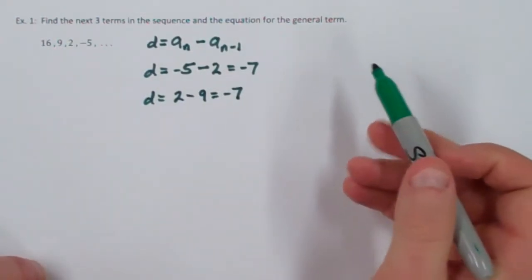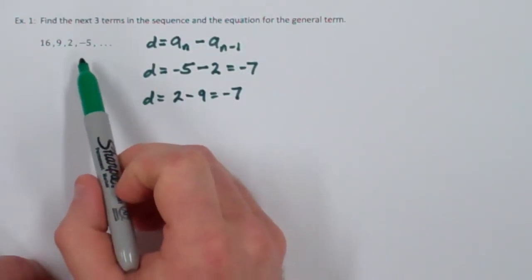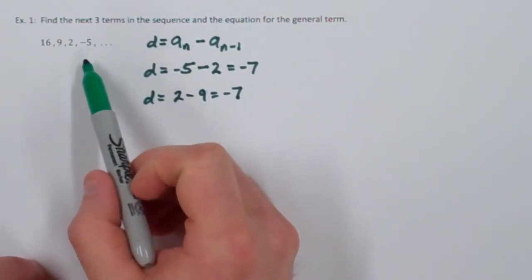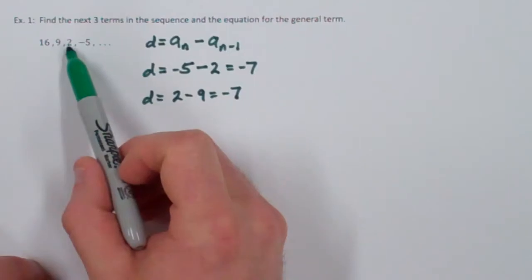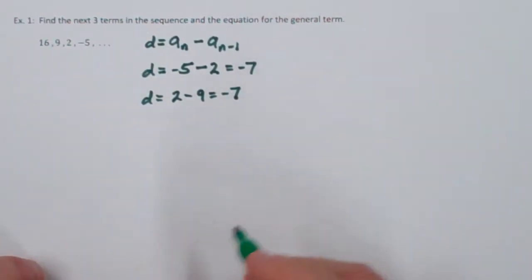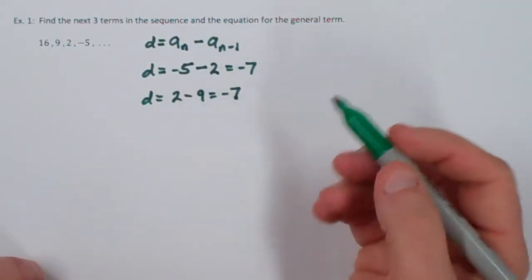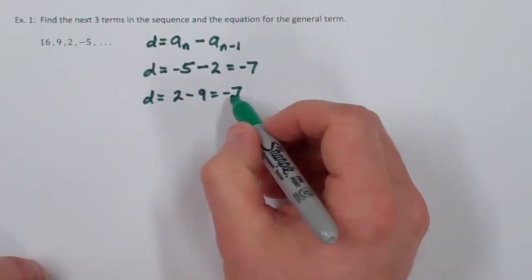So a couple different ways to do it if you're having a tough time figuring out what d is or if it's arithmetic or not. Just check and make sure that if you take one term and subtract the previous term, that works for all of them, or at least 2 or 3. So we know that d is negative 7.